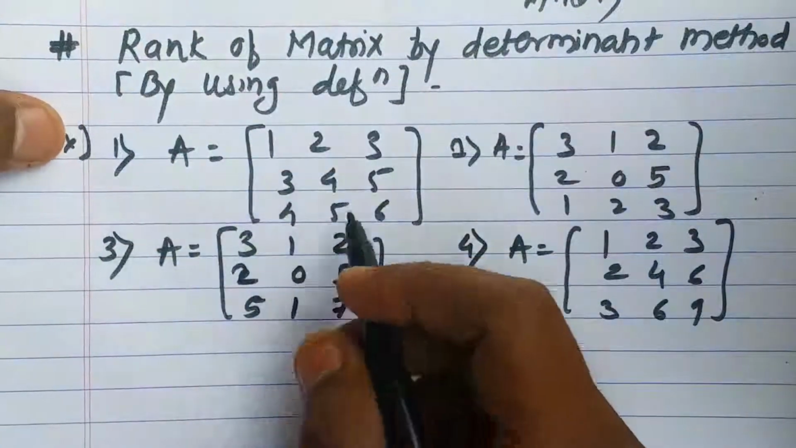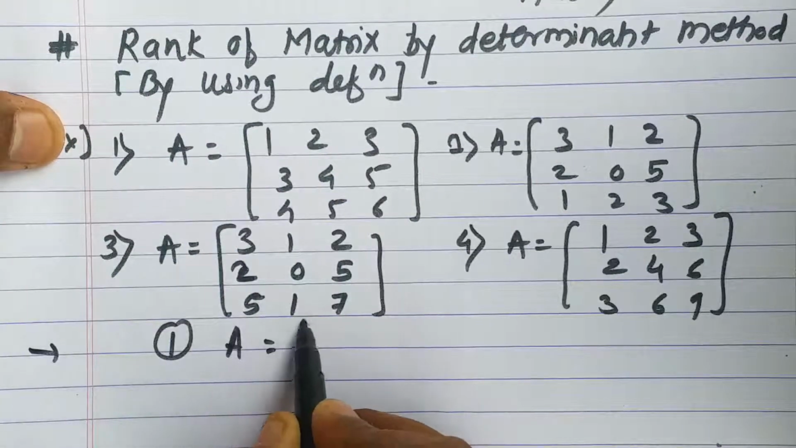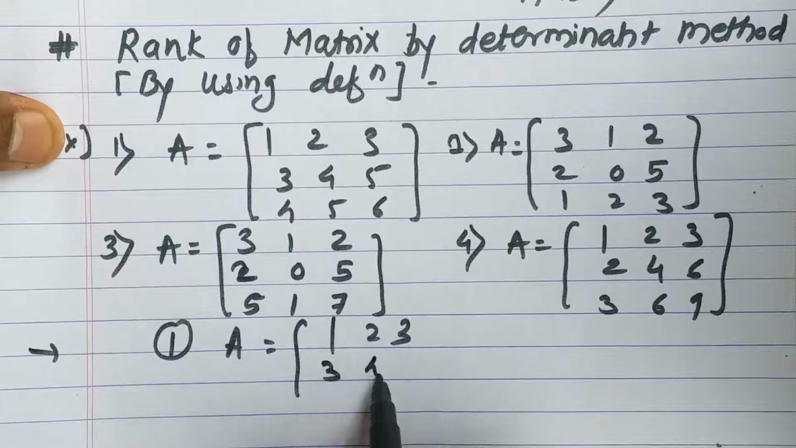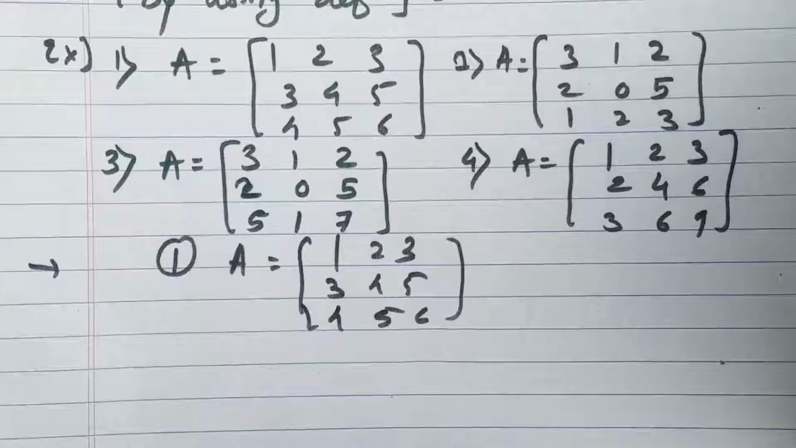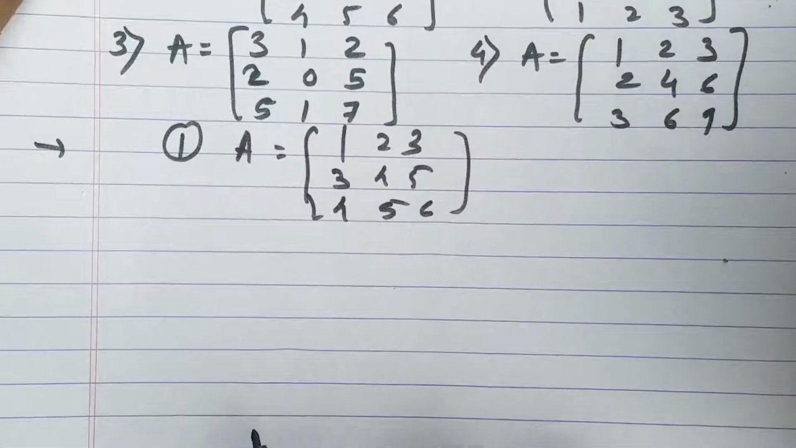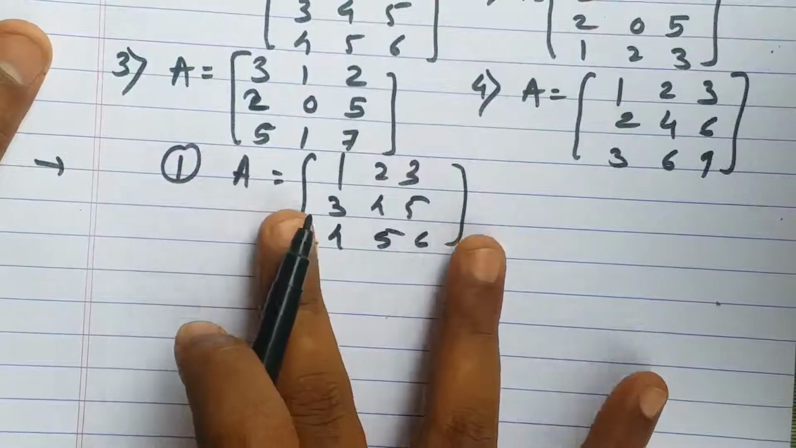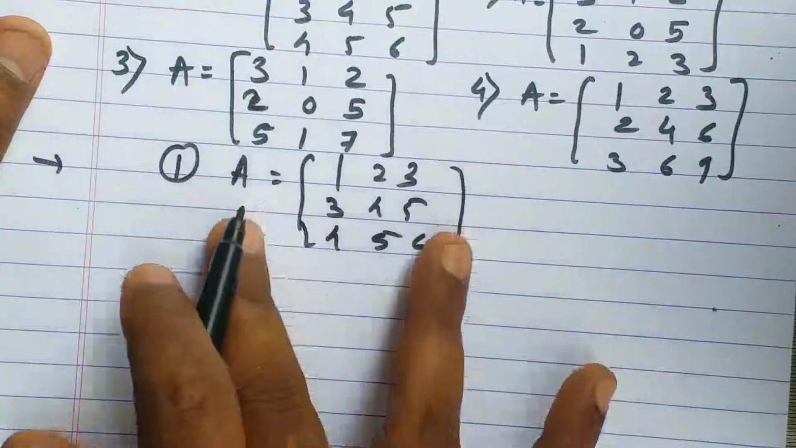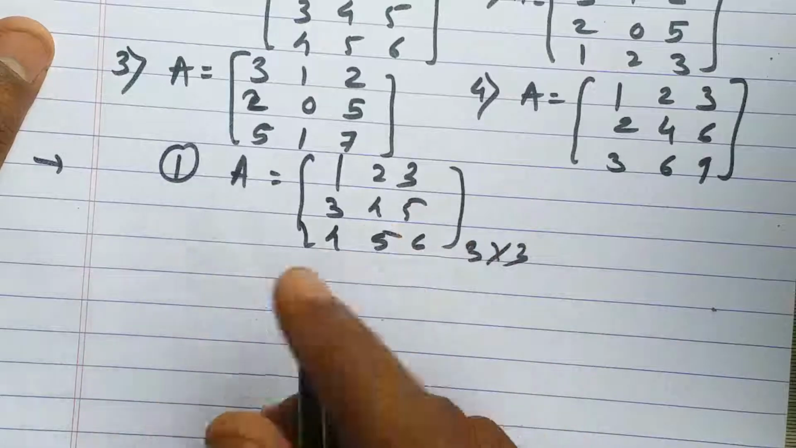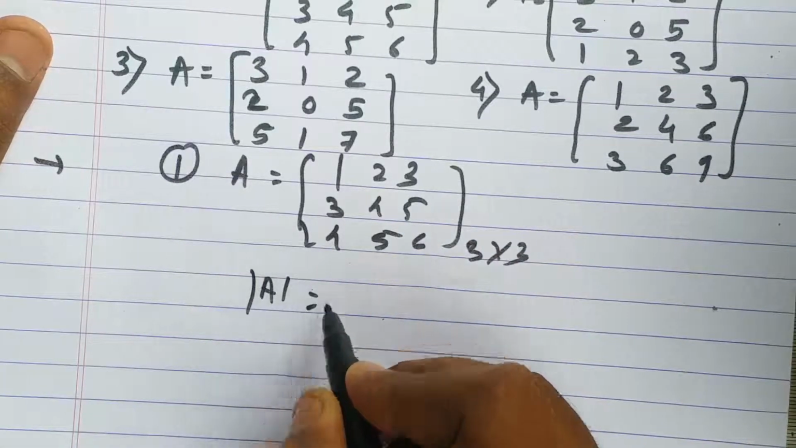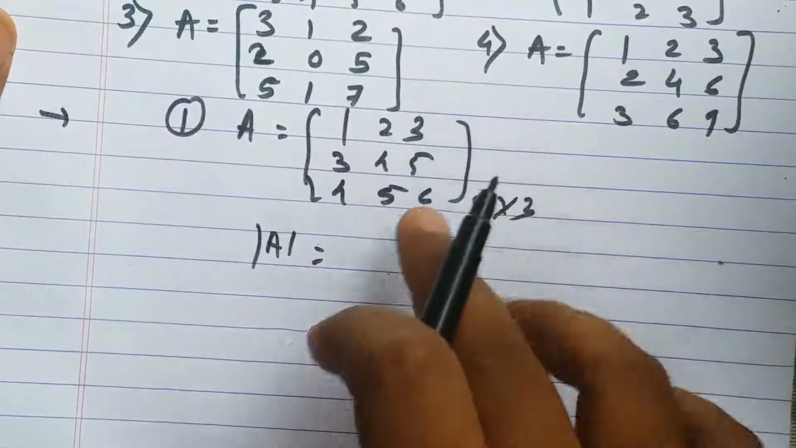All are 3 by 3 matrices. So by the determinant method, consider the first matrix A. It is 1 2 3, 3 4 5, 4 5 6. By definition, we know that the rank of a matrix is the highest order of its non-vanishing minor. So in the determinant method, whatever the highest order of determinant you can find, that determinant you need to calculate. Here we have a 3 by 3 matrix, so the highest order determinant will be of order 3. So first you will determine the determinant of the highest order, that is the maximum order of the minor.